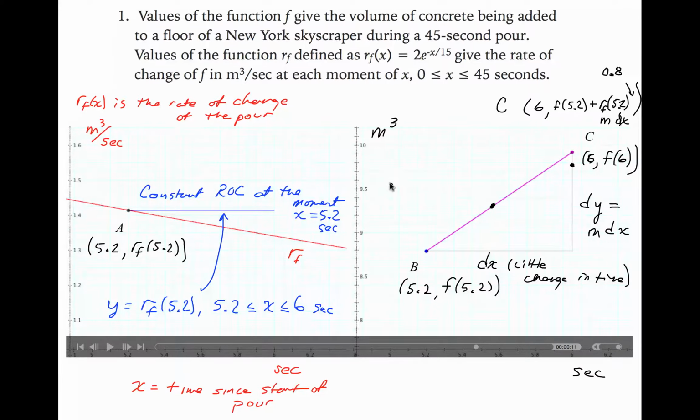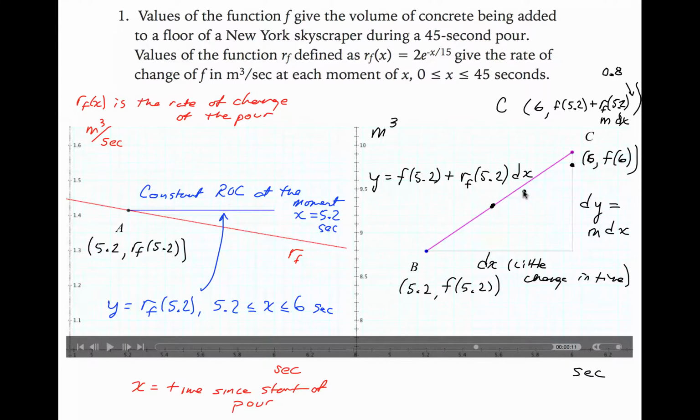Okay, so it will be y equals starting value of concrete poured plus m dx. Our m is that constant rate, r sub f of 5.2. But now, instead of being times 0.8, it's times whatever dx is. So that allows it to be for every point on this segment.